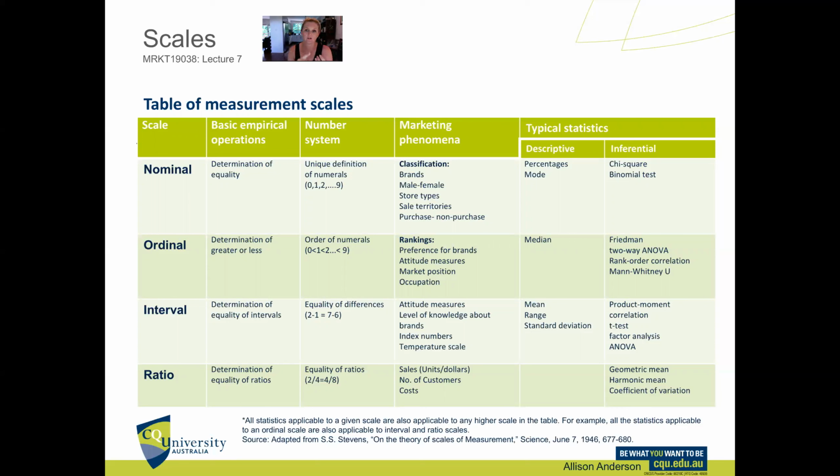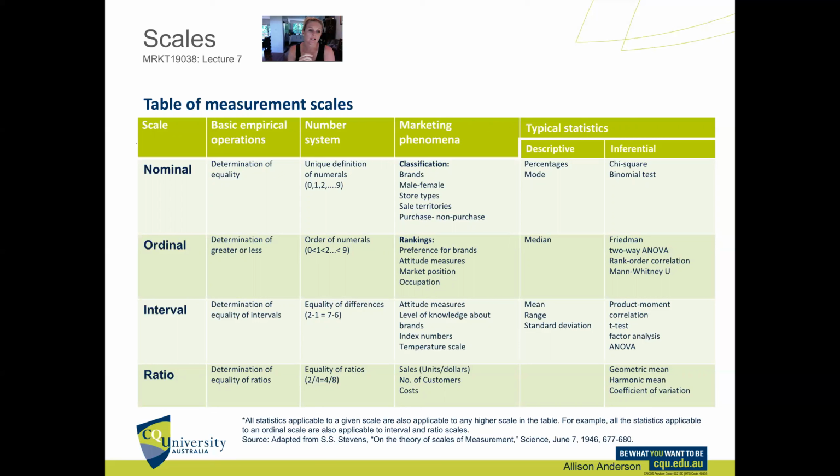Typical statistics, you use descriptive statistics, you just use percentages and mode. This is the most popular. Mode is the most popular category in your group. Okay, you can't use averages or anything like that because that indicates some sort of scale. So it's just the most popular, or least popular, or whatever. Inferential, so chi-square and binomial tests. We'll talk more about this when we're thinking about SPSS.